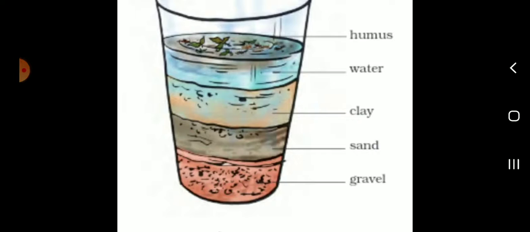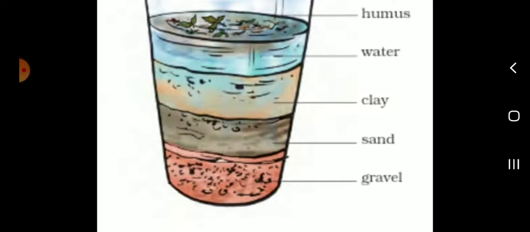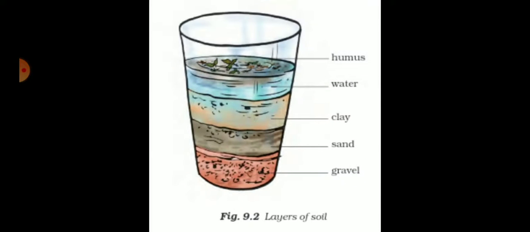This one is humus. This one is water. Now I will explain humus. Next, water, clay. This one is sand. The last one is gravel. Okay, this is the layers of soil picture in your book, page number 97.